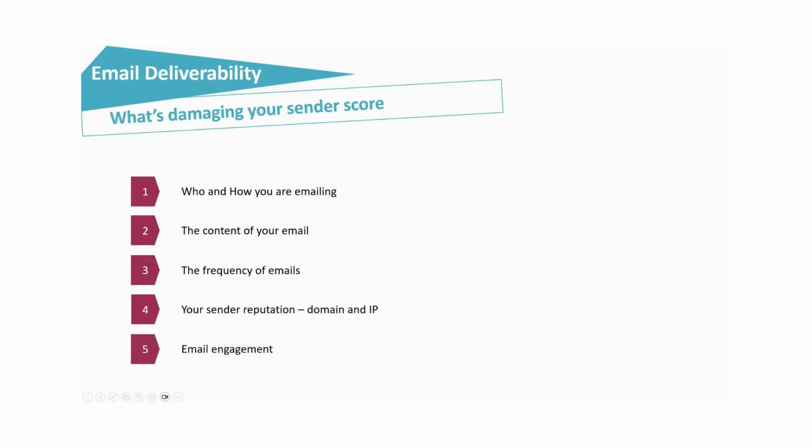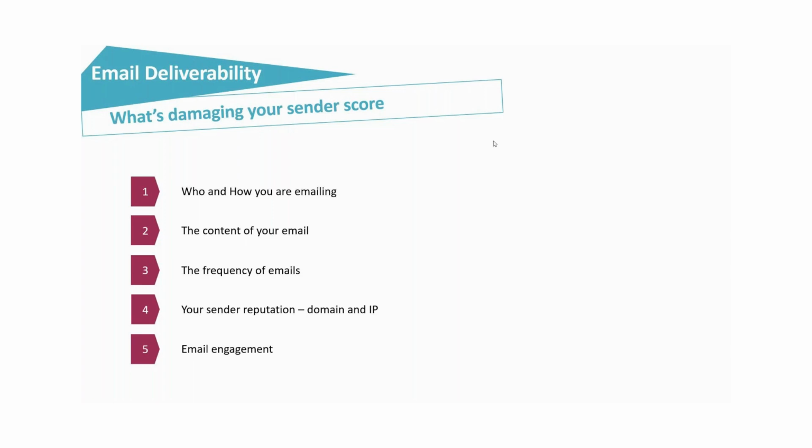So what can damage your sender score and reputation? Now, there is actually a reputation metric called sender score. You could go and Google it. It's a score from 0 to 100. Anything above 80 is great, and 70 is good. Sorry. You could go and look up your sender score if you want to.